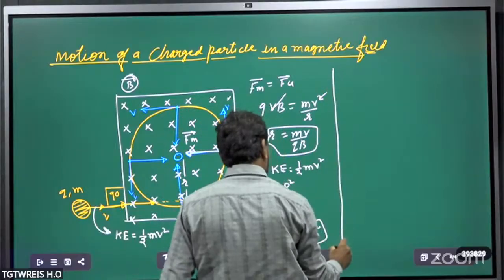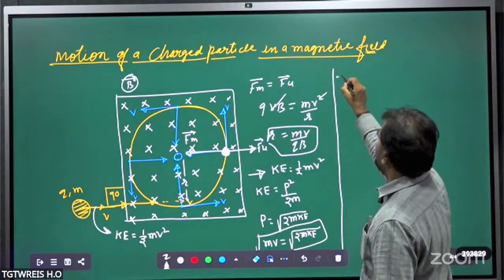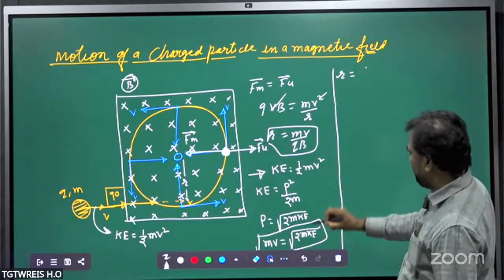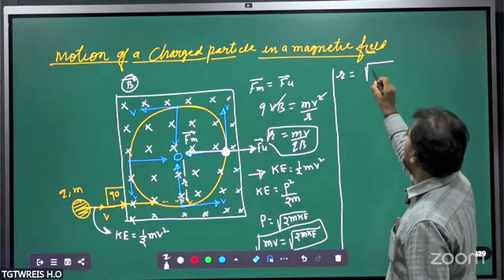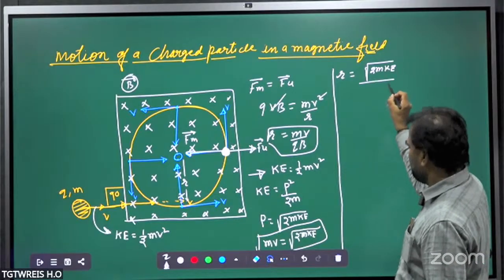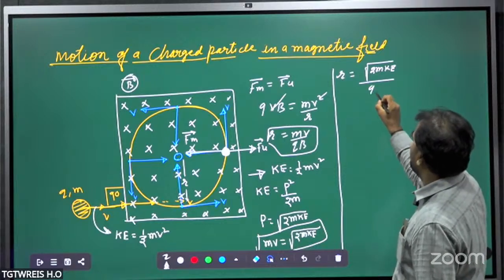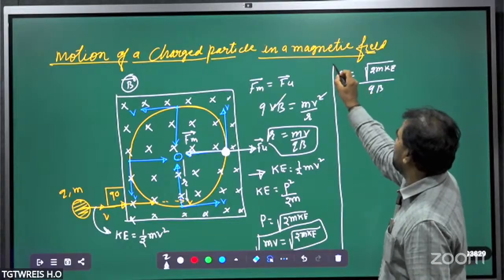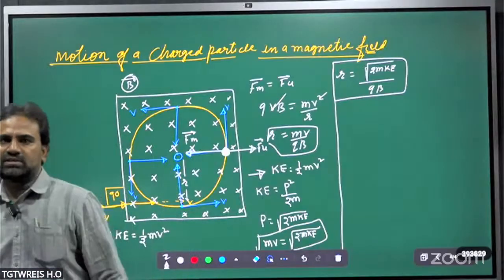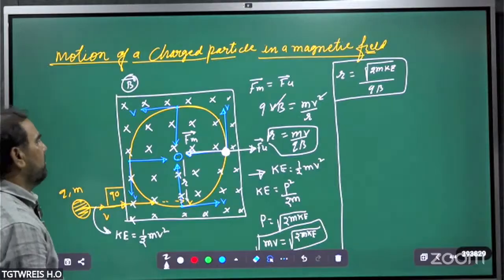Therefore, the radial path is given by, what is the radial path? Radius of the charged particle is given by r is equal to mv. mv means p, that is root over 2m KE upon qB. This is the radius of the charged particle in the form of kinetic energy. The radius of the charged particle in the form of kinetic energy is given by r is equal to root over 2m into KE upon qB.